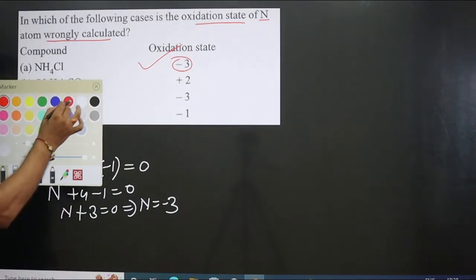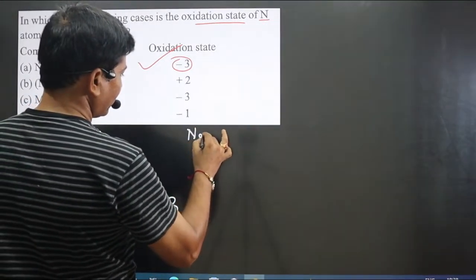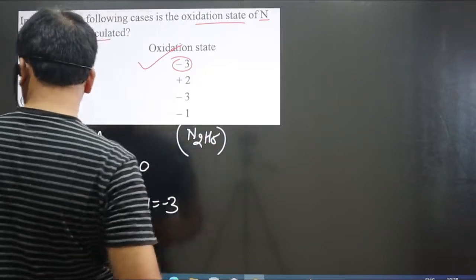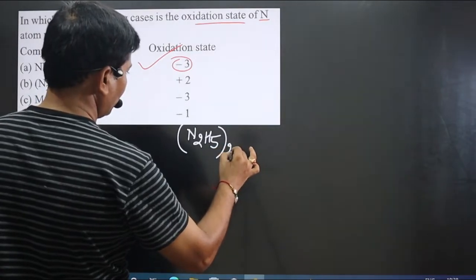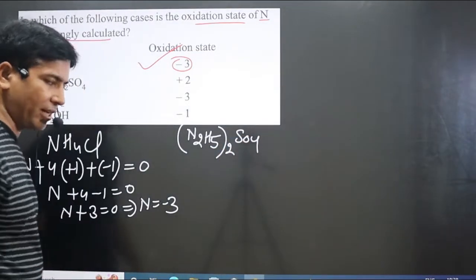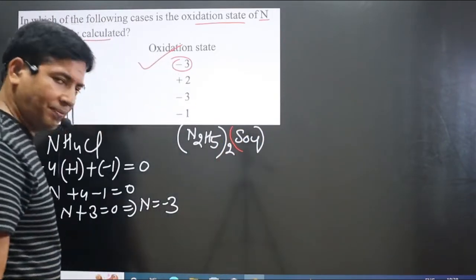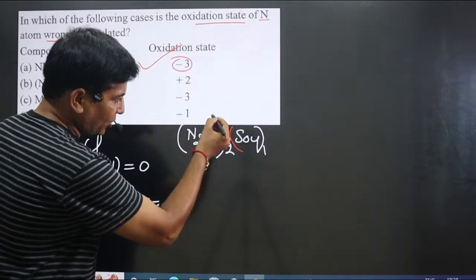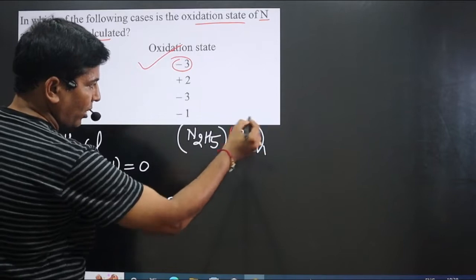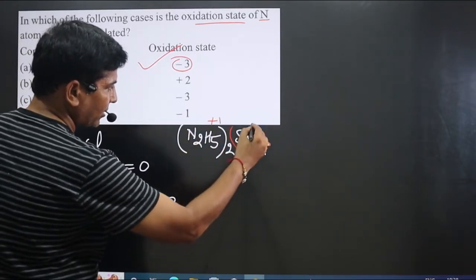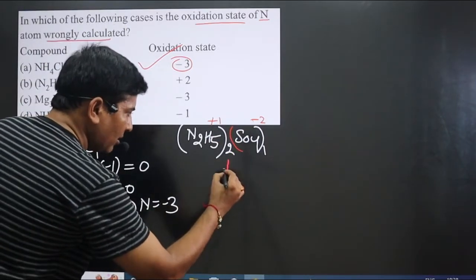Okay. In this case, you can see the compound is quite interesting. We have (N2H5) whole twice, and SO4 is there. This is the sulfate ion, a polyatomic ion. There is only one sulfate ion there. You can crisscross these numbers. So 1 will go on the left side and 2 will go on the other side. So the left side is +1 and the other side is -2.